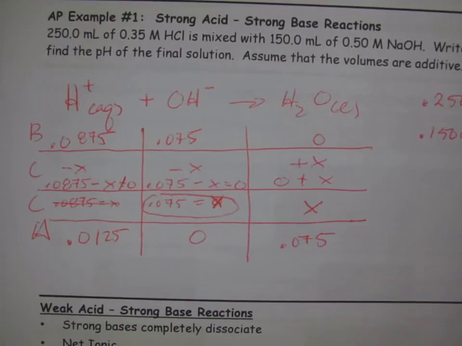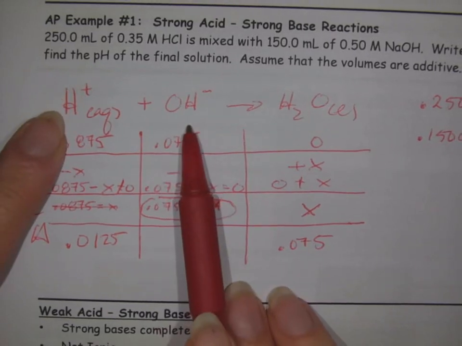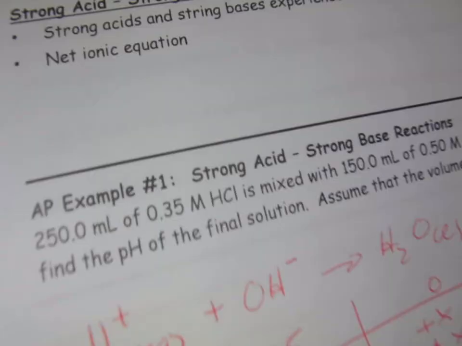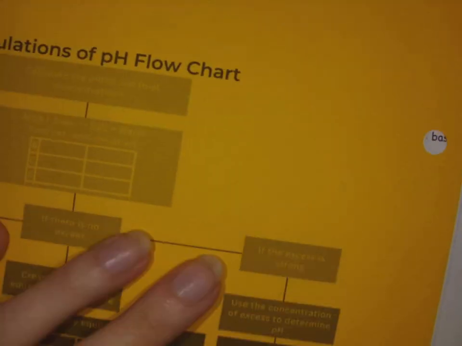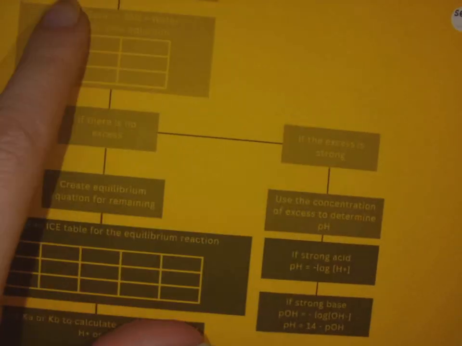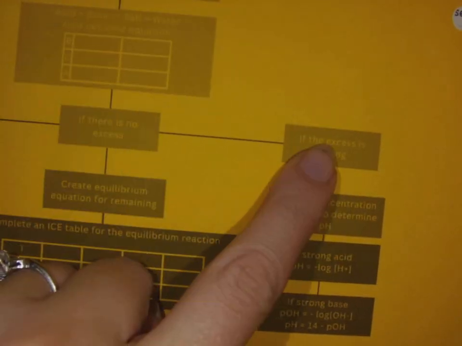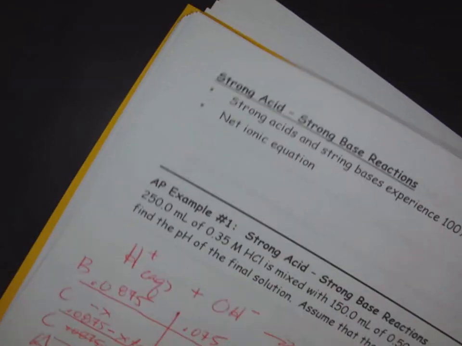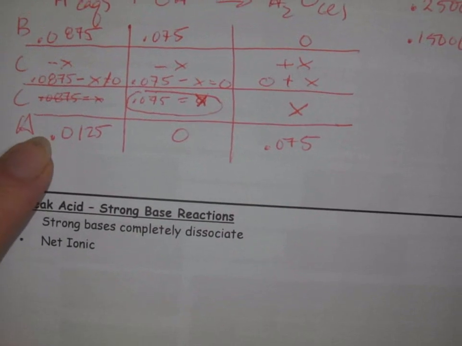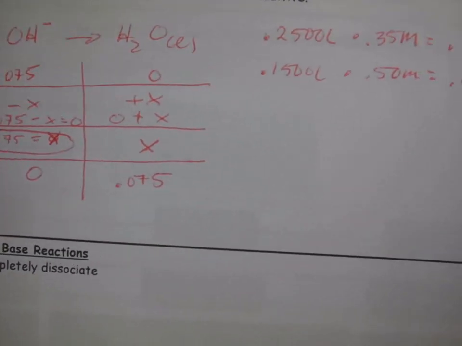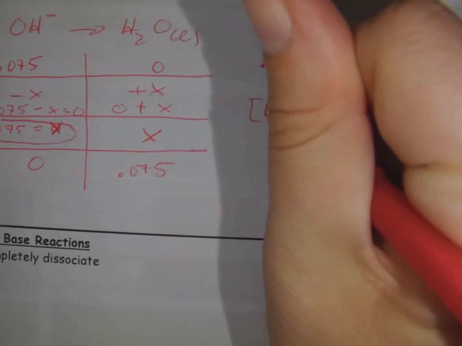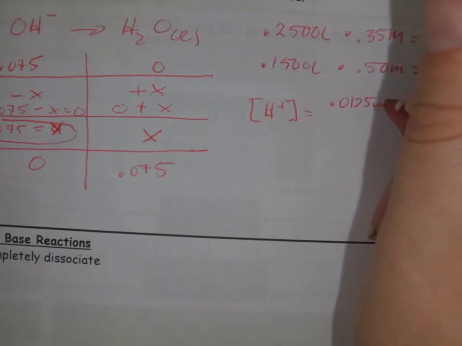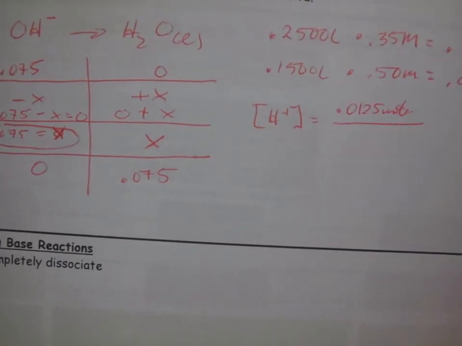So what we just found out is we took a strong acid and a strong base, and our excess was the strong acid, right? So our excess was the strong acid. We used a BCCA table to figure out which one the excess was. And so now we're going to use the concentration to determine the pH. Okay. This is how many moles of H plus we have. So like if I want to get this concentration of H plus, I'm going to take the moles, and then we divide that over the total volume.